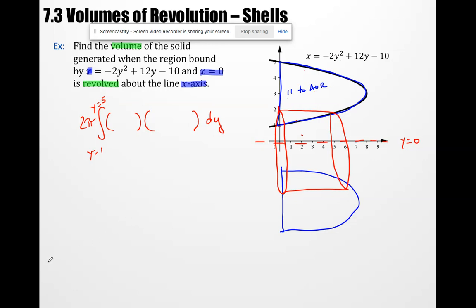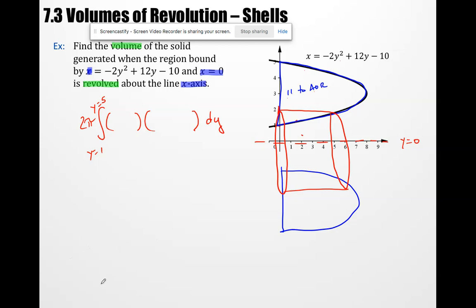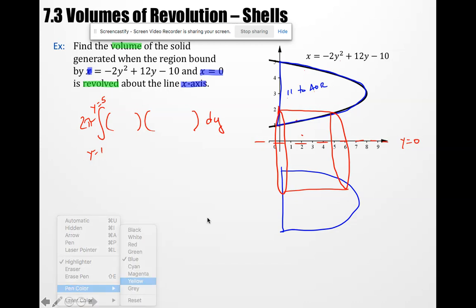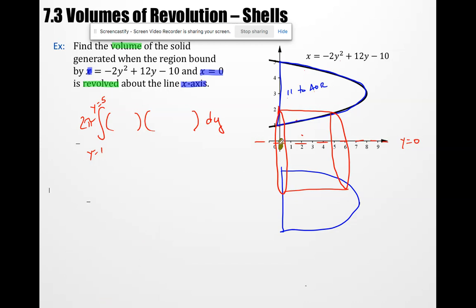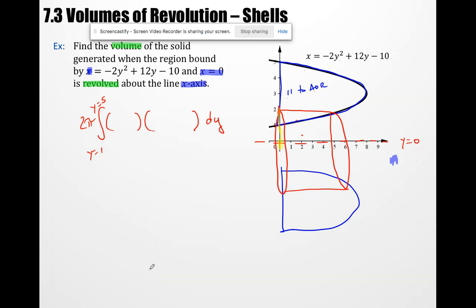What's my radius? The radius is measured from the axis of rotation out to your shell in the actual shape, not the image. Since my axis of rotation is just the x-axis, I have no shift of my radius. So my radius is just not the x-coordinate, right? The y height.